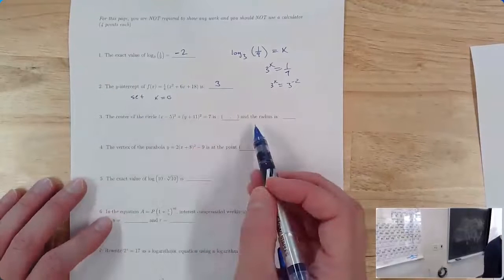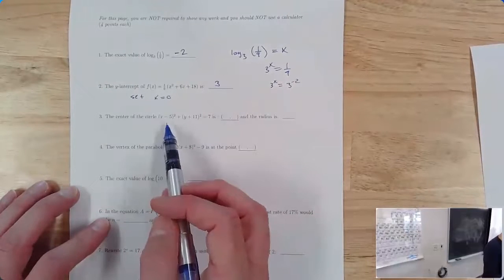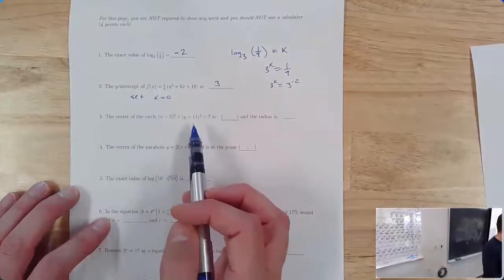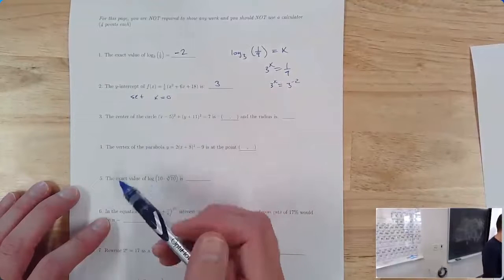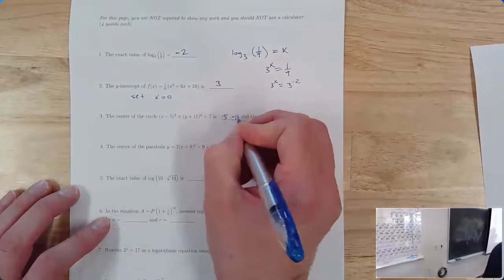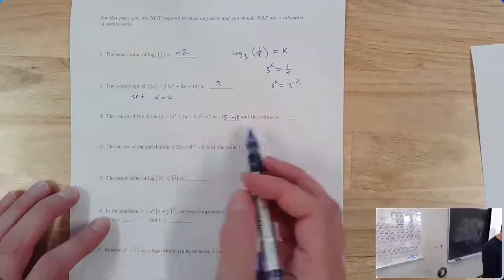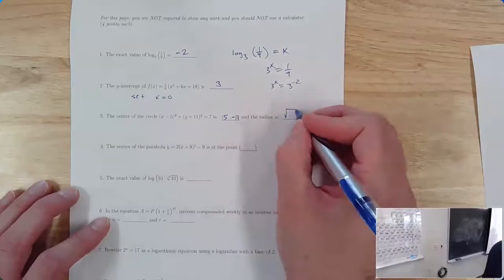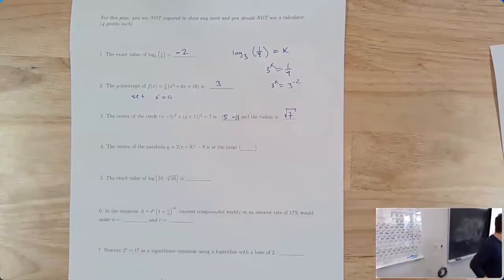Center of this circle. Okay. So is it -5, +11, or is it +5, -11? Right. +5, -11, because we want the things to make this 0. And the radius is the square root of that number that's over there on the right-hand side. Not 7 squared, the square root of 7.